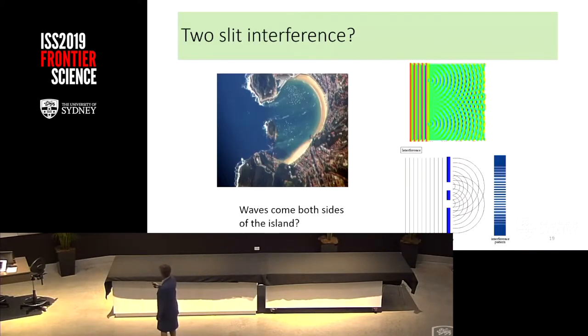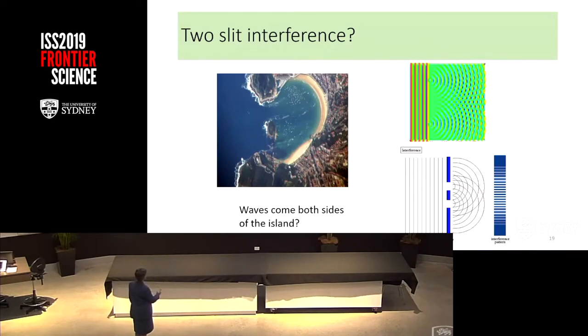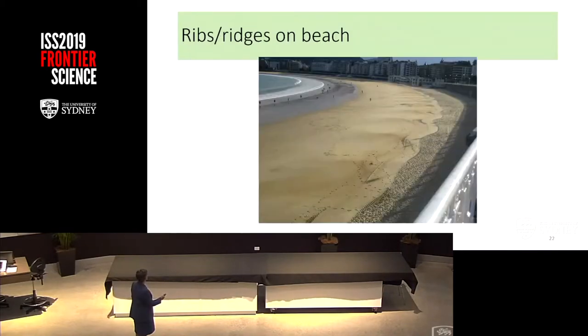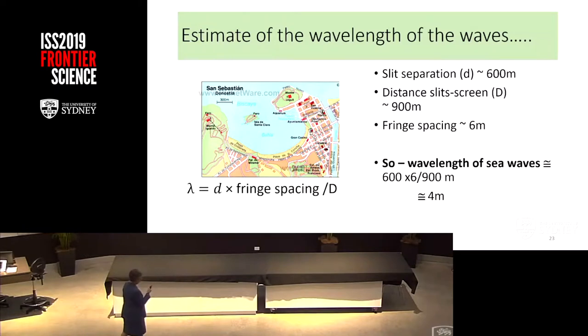So, we've already identified the waves come either side of the island. We've got 2 slits, the waves come out, and there's a number of fringes on the beach. One of the things we've got to get is the separation of the slits. Normally they're very narrow, and that's easy, but here they're wide. What you've got to get is either center of slit to center of slit, or right-hand edge of slit to right-hand edge of slit, or left-hand edge to left-hand edge. Using this 300-meter bar, I estimated that the slit separation was about 600 meters, give or take. I also wanted the distance between the slits and the screen, which is the beach, and I estimated that as 900 meters.